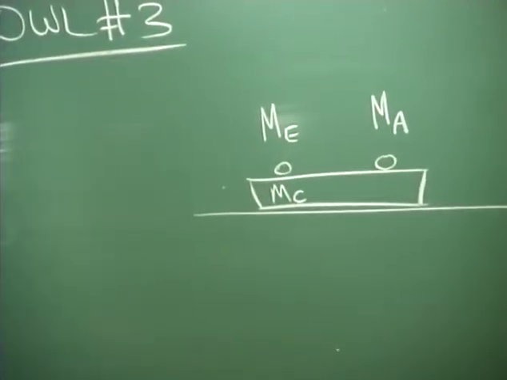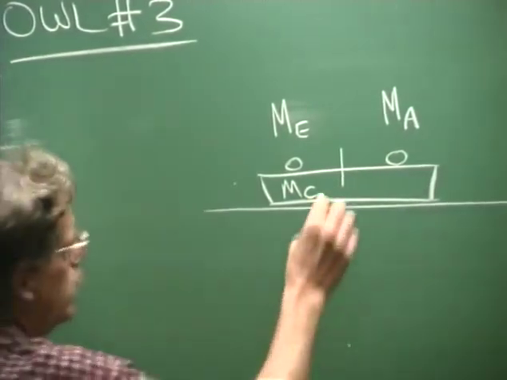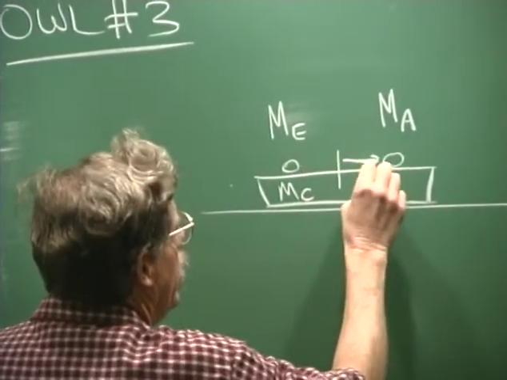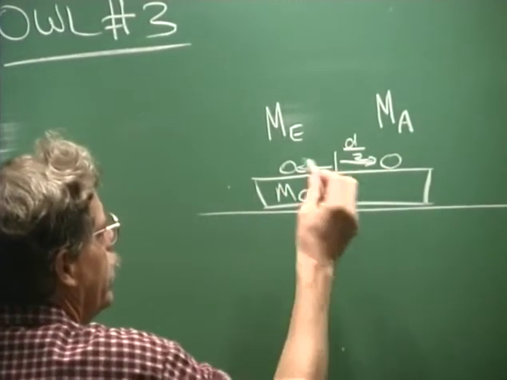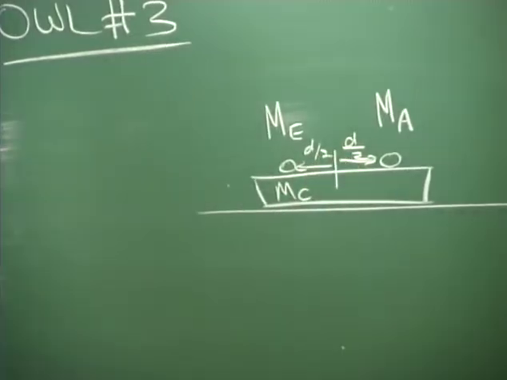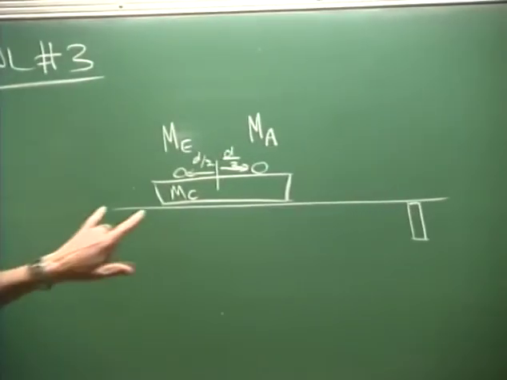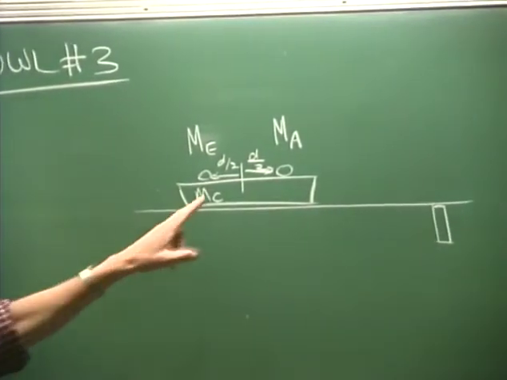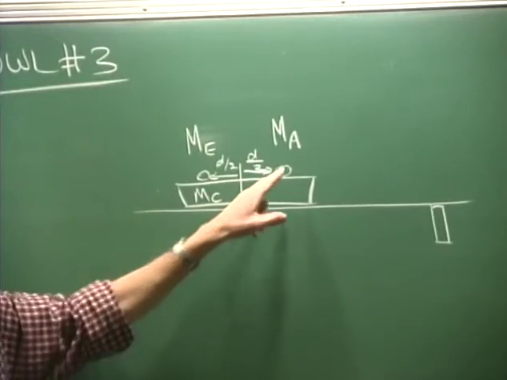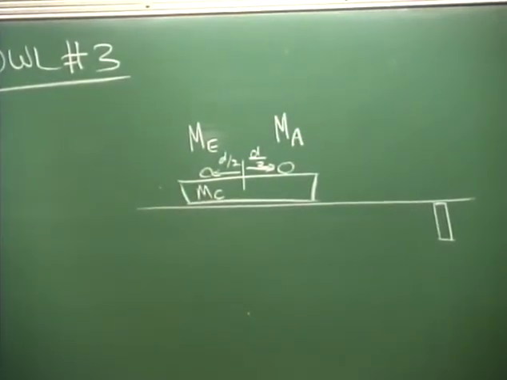So here's the scene beforehand, and relative to the center of the canoe, Angela is D over 2 toward the log, and Eric is D over 2 away from the log, as I remember it. And this was 3 meters. I'm not going to put in the numbers here, but that's the general way of doing it. So centered about the center of the canoe, one of them was D over 2 to the left, and the other one was D over 2 to the right.